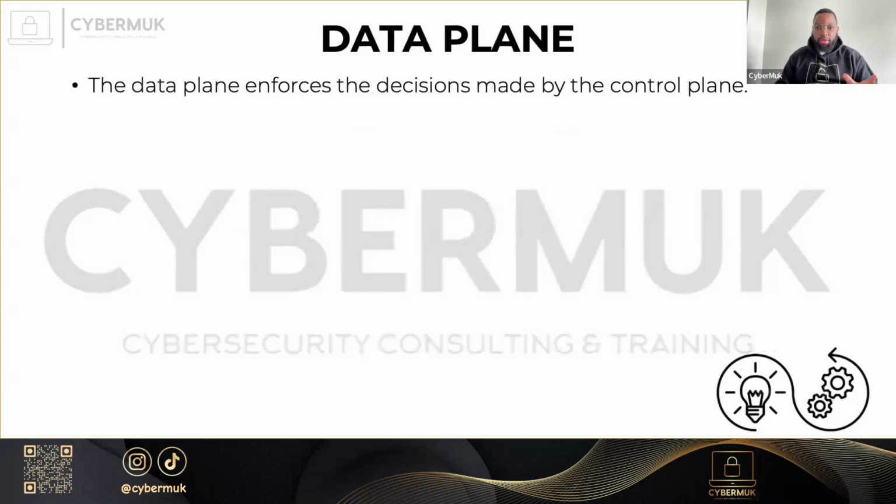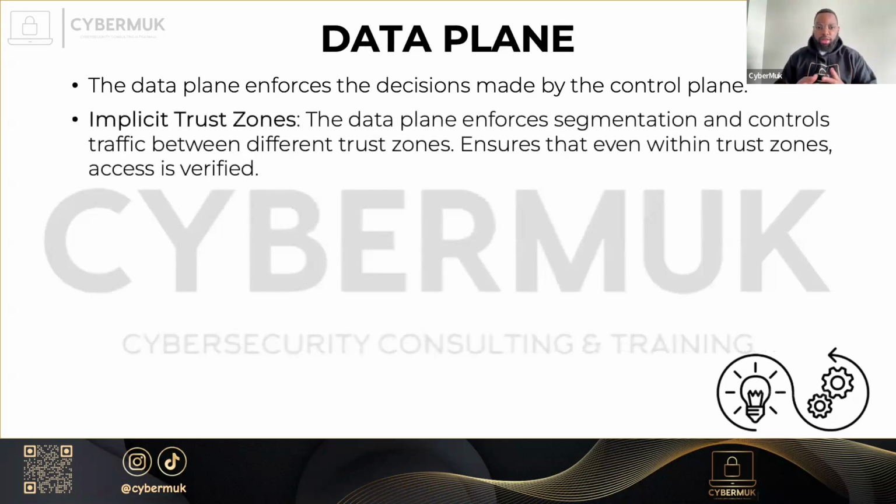Next, you have the data plane. The data plane is there to enforce the decisions that were initially set by the control plane. And you have first implicit trust zones. So with implicit trust zones, the data plane will enforce segmentation of the network and control traffic between trust zones, so that even within the trust zones, access is verified.